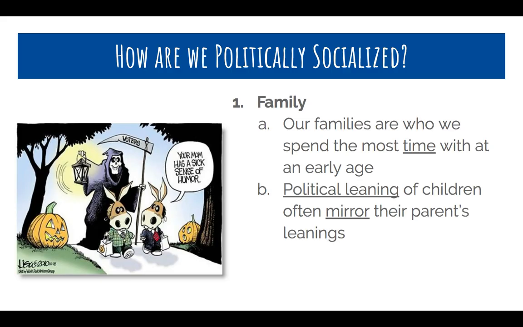And to the point where our political leanings often mirror our parents' leanings. There is a significant trend of, if your family is Republican, you are more likely to grow up to be a Republican or a conservative, and then vice versa with Democrats. And as I mentioned, this is our number one form of political socialization. The other methods that we are going to be talking about are secondary to this one, simply because they don't impact us as young or as frequently as our family does.